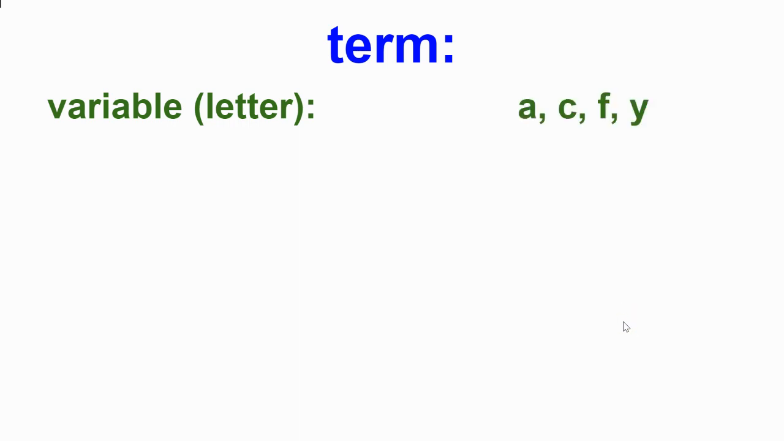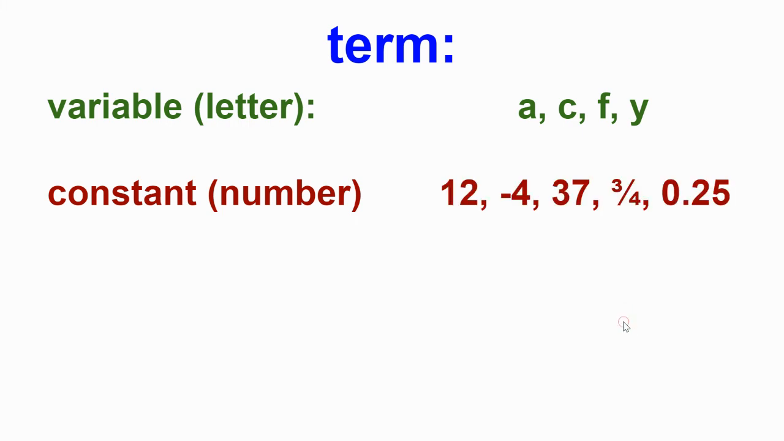It's pretty general. It could be a variable. And remember, variables are letters. Here are a few examples. Remember, a variable can be a term. A constant. Remember, a constant is a number. A number can be a term. And these are terms in algebraic equations and expressions.